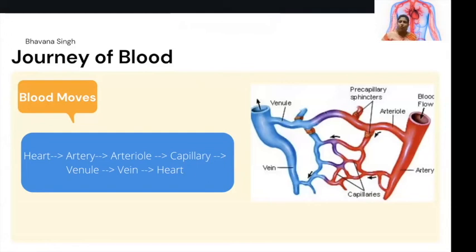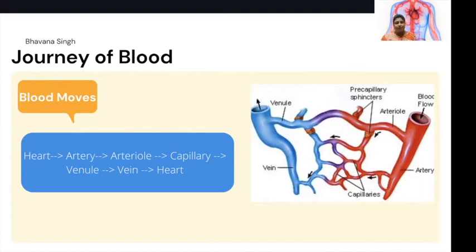Now this vein brings all the deoxygenated blood towards the heart. And here again the heart pumps the blood. But one thing you have to know, that heart is only a pump. It never works like a filter. It only works like a pump. So this is the journey of blood.